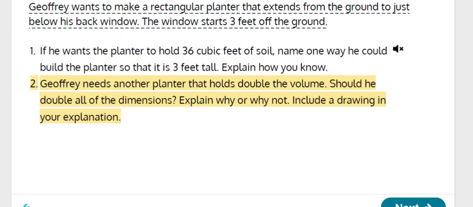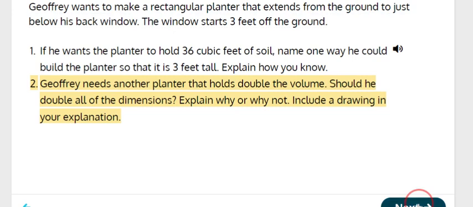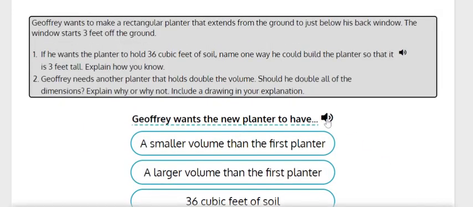1. If he wants the planter to hold 36 cubic feet of soil, name one way he could build the planter so that it is 3 feet tall. Explain how you know. 2. Jeffrey needs another planter that holds double the volume. Should he double all of the dimensions? Explain why or why not. Include a drawing in your explanation.